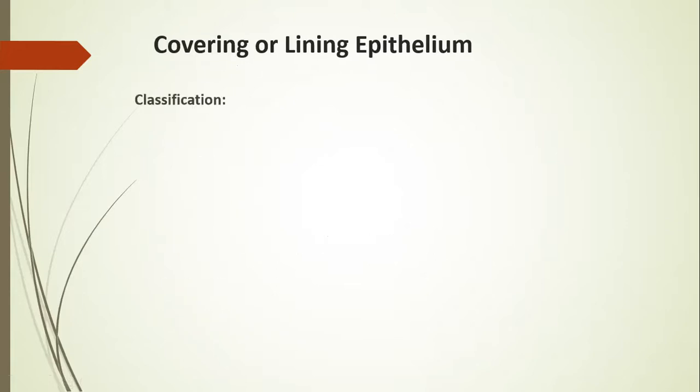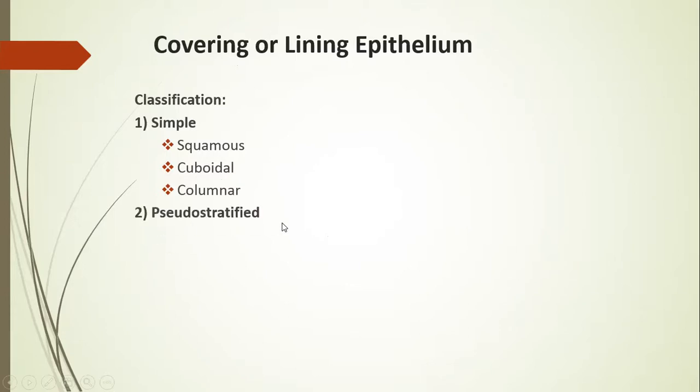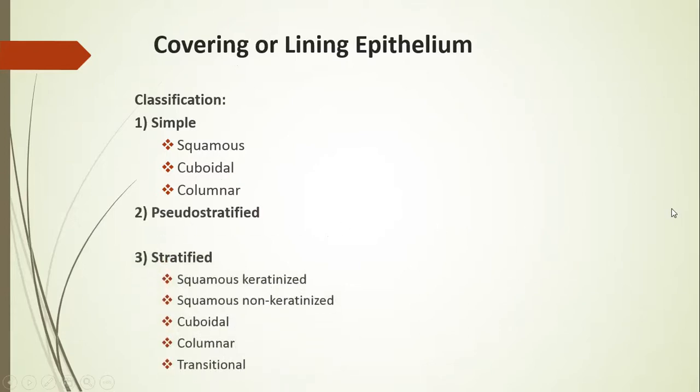The covering or lining epithelium can be classified into the following: number 1, simple, squamous, cuboidal, or columnar; number 2, pseudostratified; number 3, stratified, and the stratified type can be subdivided into stratified squamous keratinized, squamous non-keratinized, stratified cuboidal, stratified columnar, and transitional.